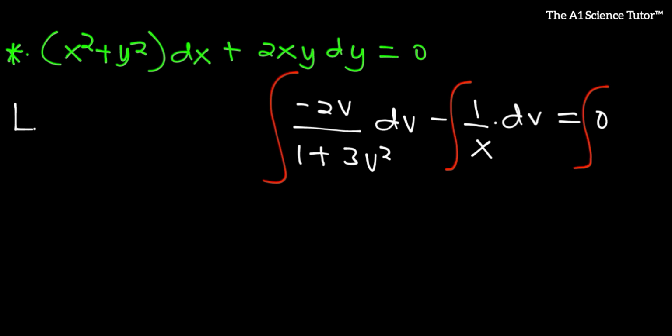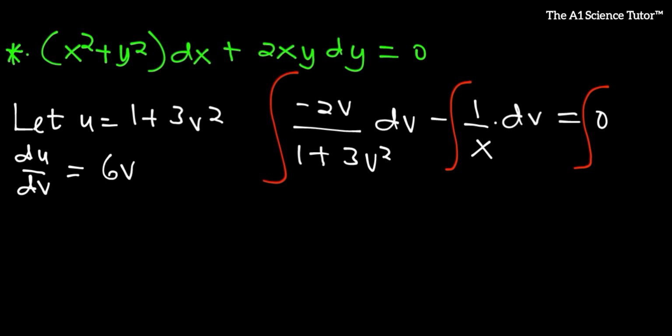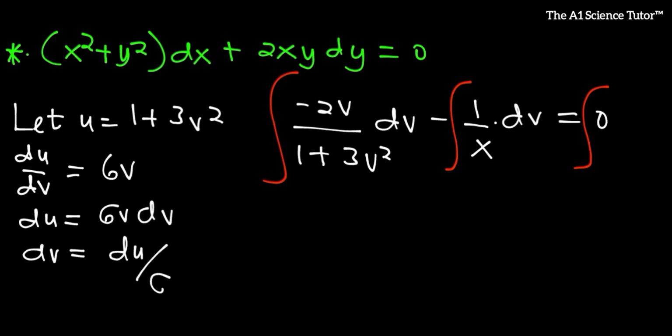So let's say let u be equal to 1 plus 3v squared. So what is going to be du over dv? Now this is going to be a 0, and here we're actually going to have a 6v. So du should be equal to 6v dv, right? Now dv will be equal to du divided by 6v. So that is what I'm going to do. I have dv, rather, and that is equal to du divided by 6v, and I also have u. So I actually need to replace this with those forms.